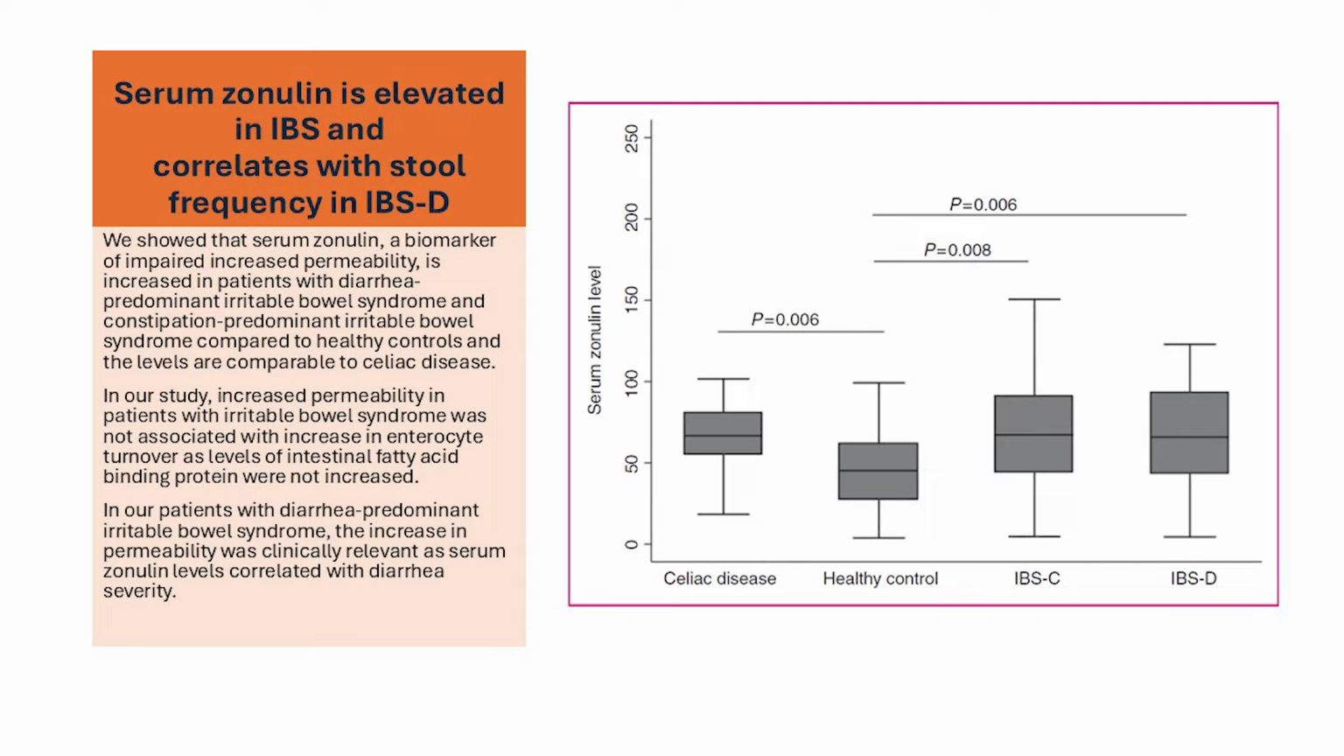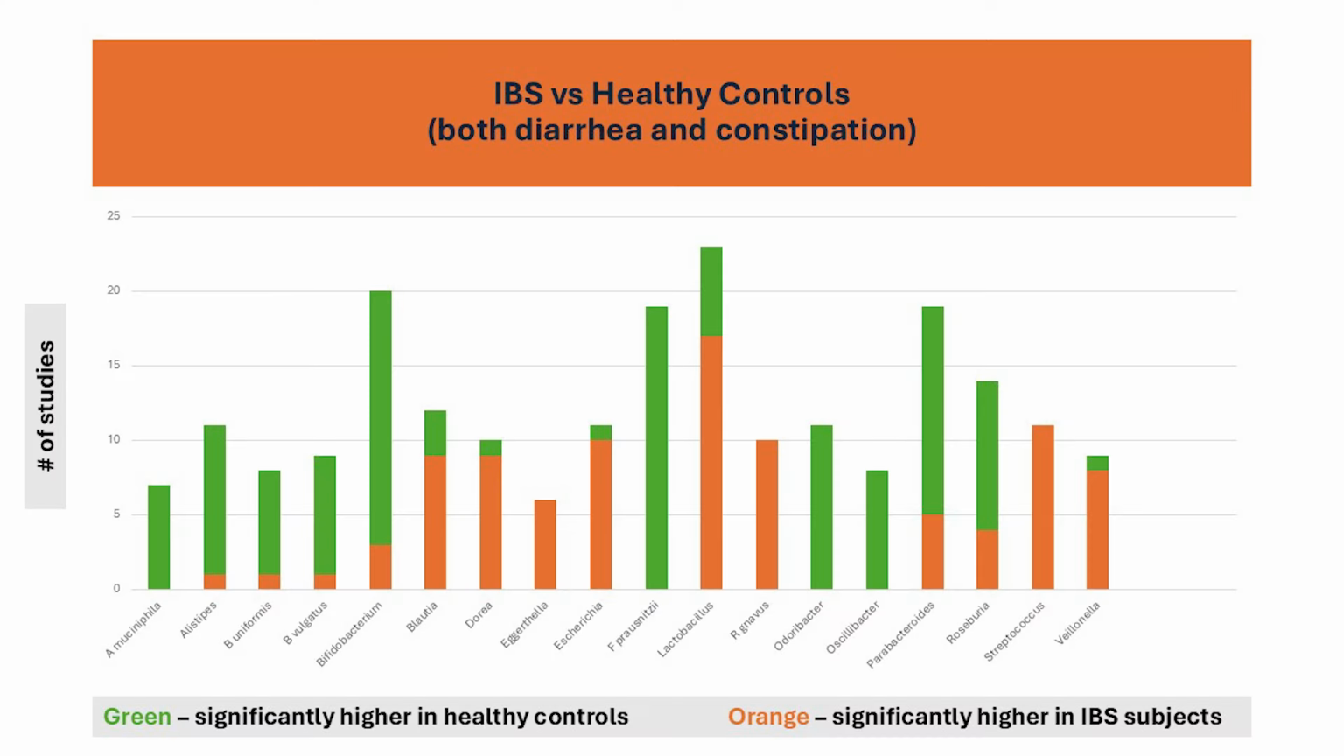And how about IBS, which is a clear state of dysbiosis? Again, we see increased serum zonulin levels in both IBS constipation and diarrhea. The authors go on to state, quote, in our patients with diarrhea-predominant IBS, the increase in permeability was clinically relevant as serum zonulin levels correlated with diarrhea severity. And when I compile all the data from the 54 studies I used for my IBS meta-analysis, we get this chart here. What you see here is the average microbiome profile for IBS.